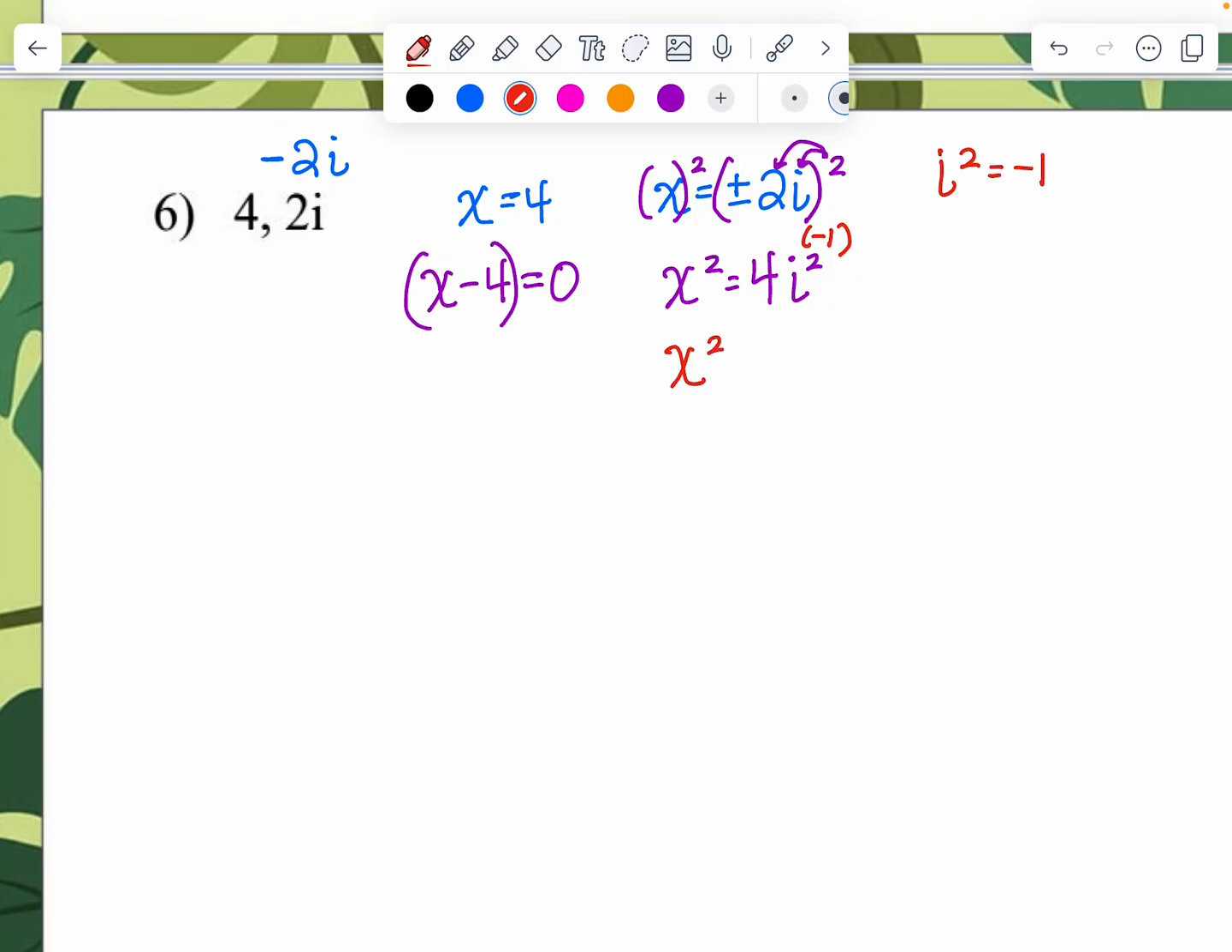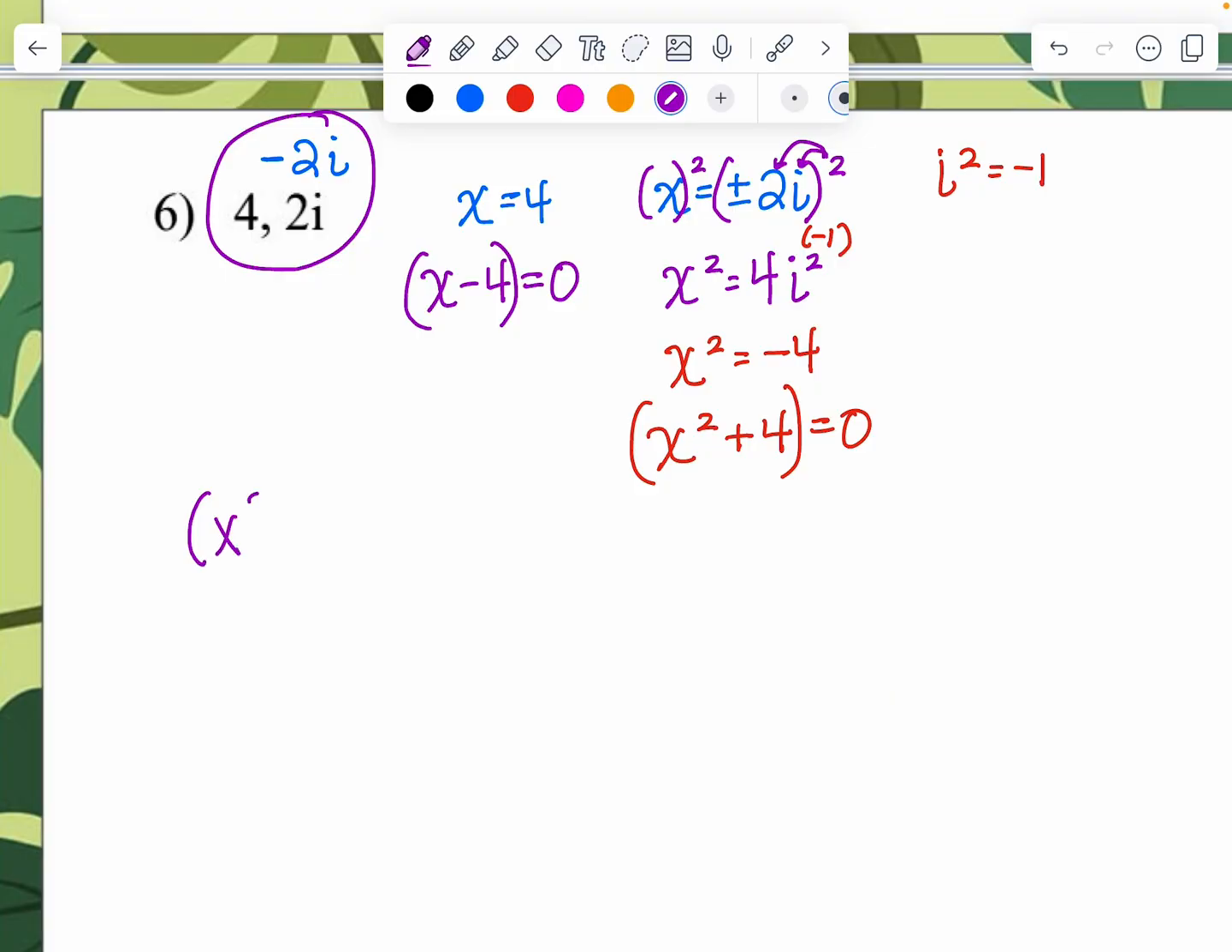So x squared is equal to negative 4. I'm going to set that equal to 0. X squared plus 4 equals 0. And there's my second factor. Now notice I have 3 solutions, 3 roots. I should end up with a cubic. So let's see if I do.